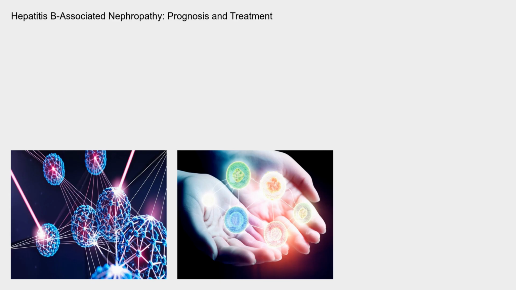The prognosis of hepatitis B-associated nephropathy varies depending on the severity of kidney disease at diagnosis and the response to treatment. Early diagnosis and prompt treatment can improve outcomes and slow the progression of kidney disease. Recent research focuses on developing more targeted therapies that specifically address the immune mechanisms involved in HBV-related kidney damage. Studies are also exploring the use of novel antiviral agents and immunomodulatory therapies to improve treatment outcomes. Continued research is crucial to further understand the pathogenesis of this disease and develop more effective strategies for prevention and management.